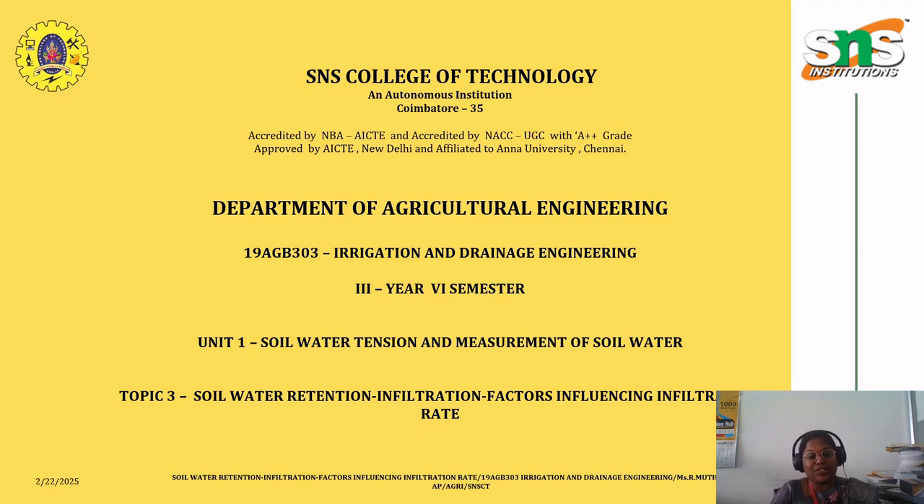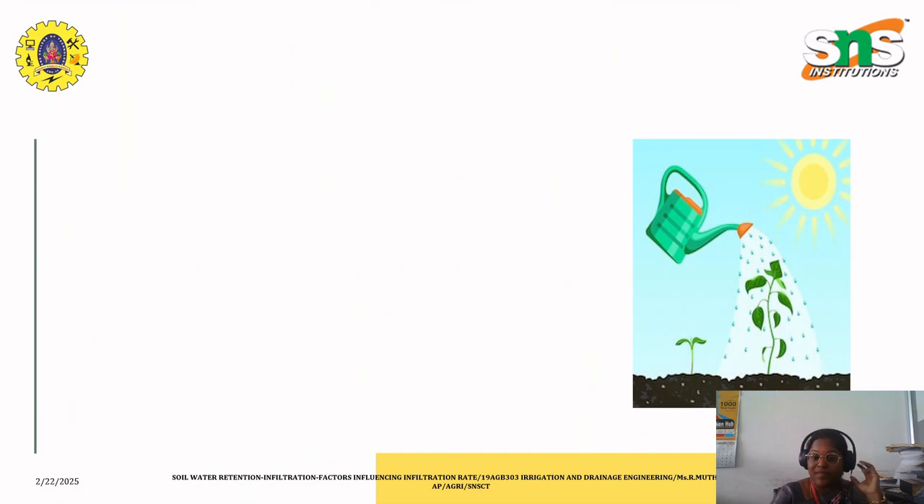Today we'll see the continuity of the previous lecture series: soil water retention, infiltration and the factors that influence the infiltration rate. This comes under the unit soil water tension and measurement of soil water, for the subject Irrigation and Drainage Engineering, for the students of third year, sixth semester. Before going into the session, let us have a small recap of what we have seen in the previous classes.